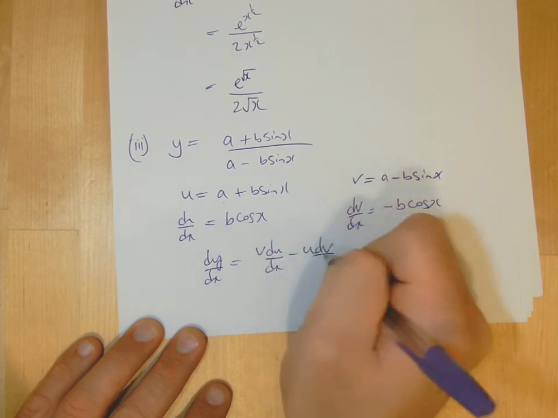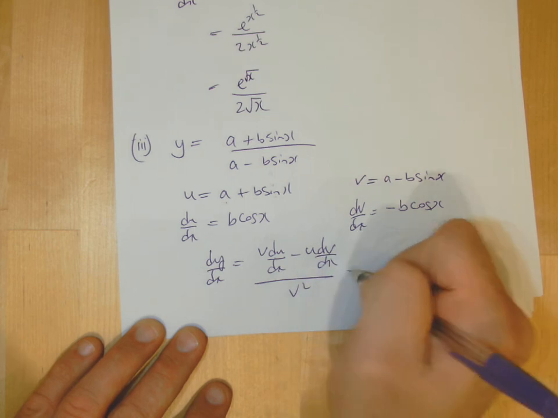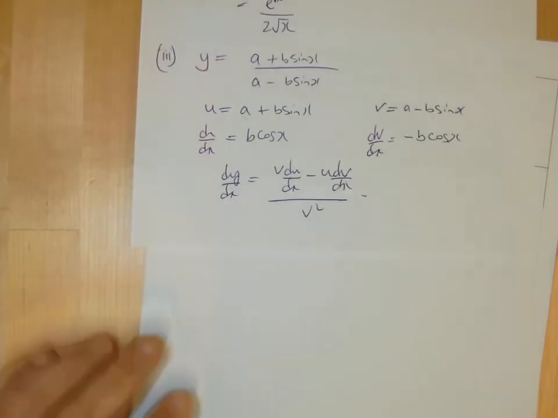Okay, then the quotient rule then, dy dx equals, you need to remember this, v du dx minus u dv dx all over v squared. Okay, so I'll run out of room here, so I'll go on the next page with this.